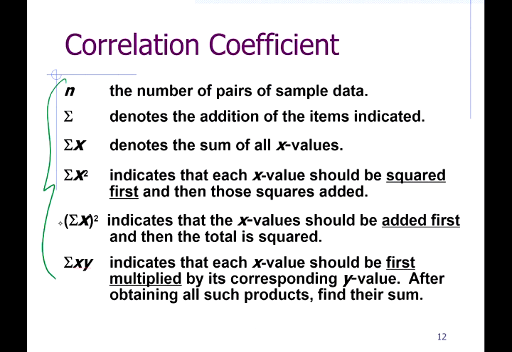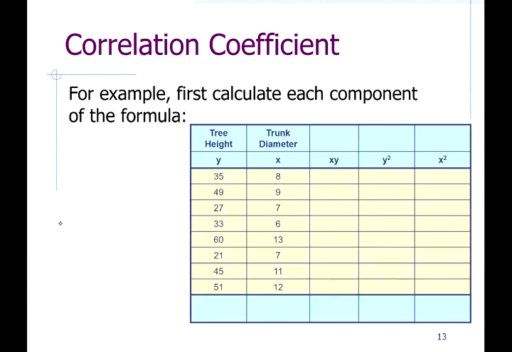Let's look at a specific example. If you were to calculate the correlation coefficient using this formula, you would first start with some data. Say we want to analyze whether there is a relationship between the height of a tree and the diameter of the trunk. It sounds like if there's a thicker trunk, the tree would be taller, so it seems like there should be a relationship there. So the first thing you do is start with the data.